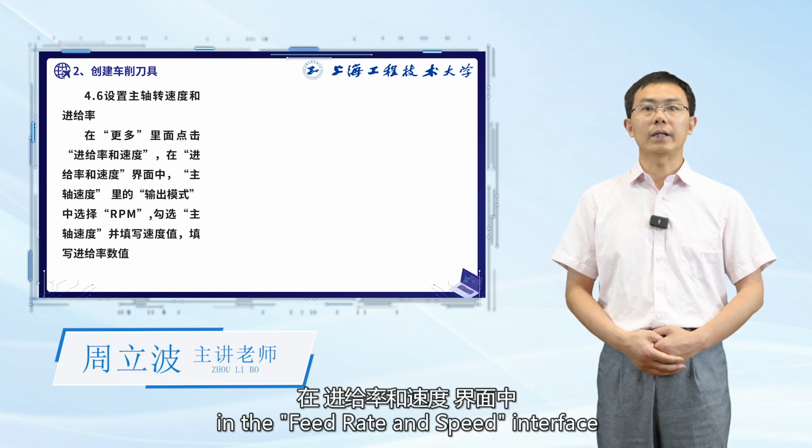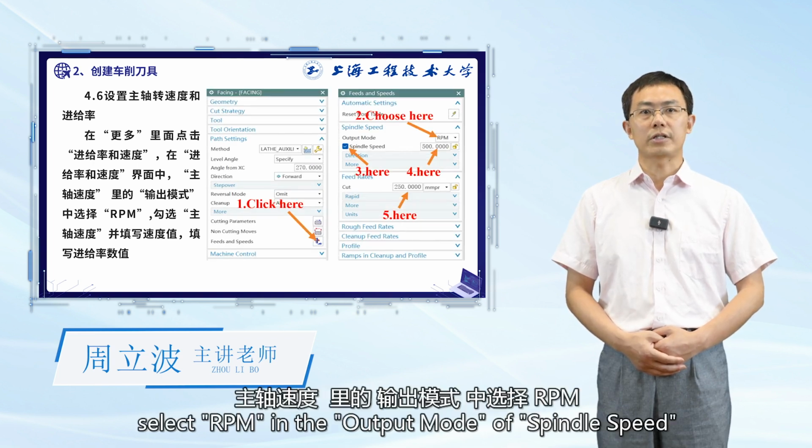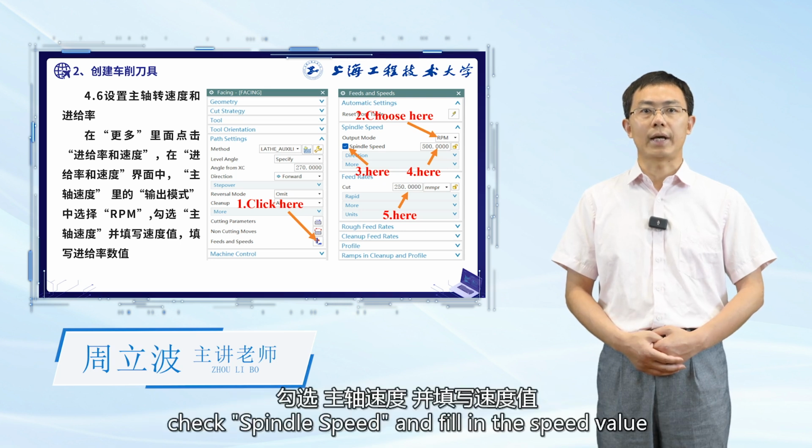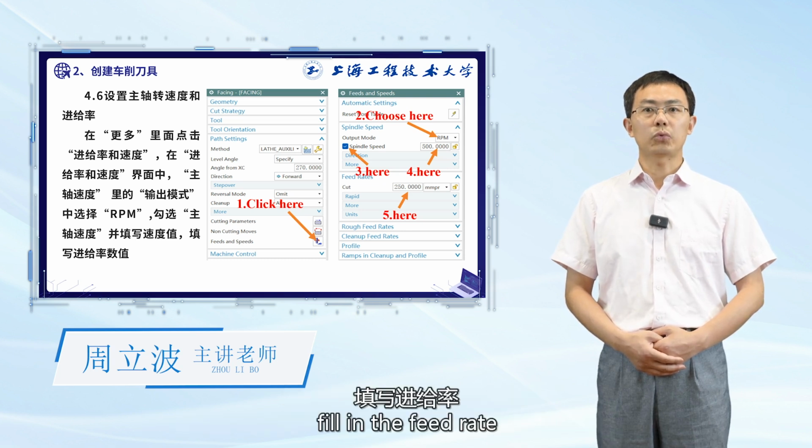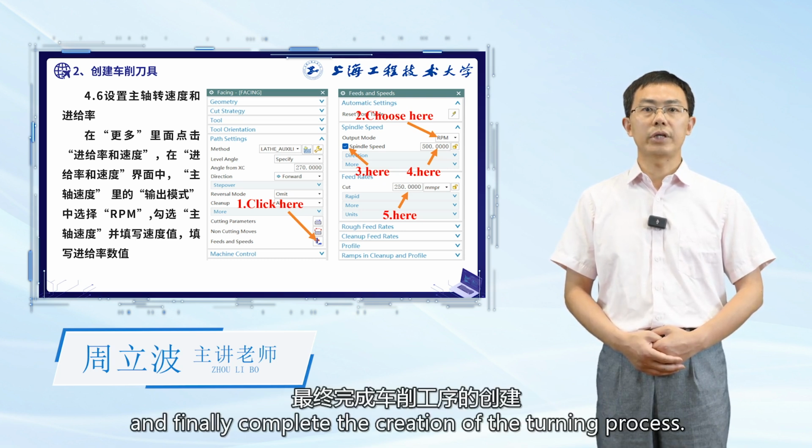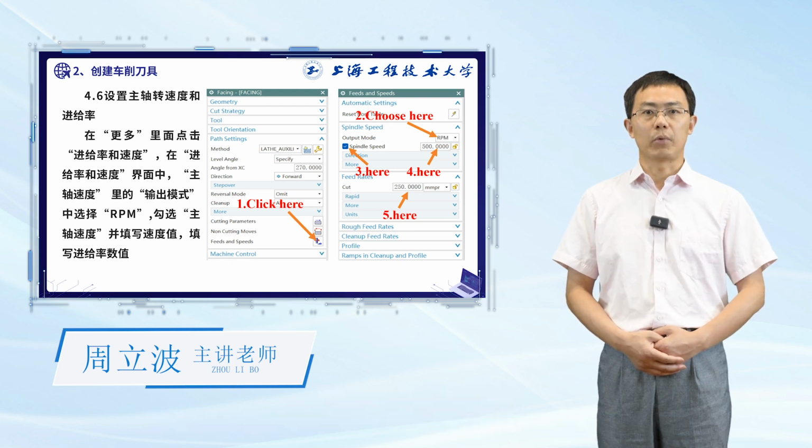In the Feed Rate and Speed interface, select RPM in the output mode of spindle speed. Check spindle speed and fill in the speed value. Fill in the feed rate, and finally complete the creation of the turning process.